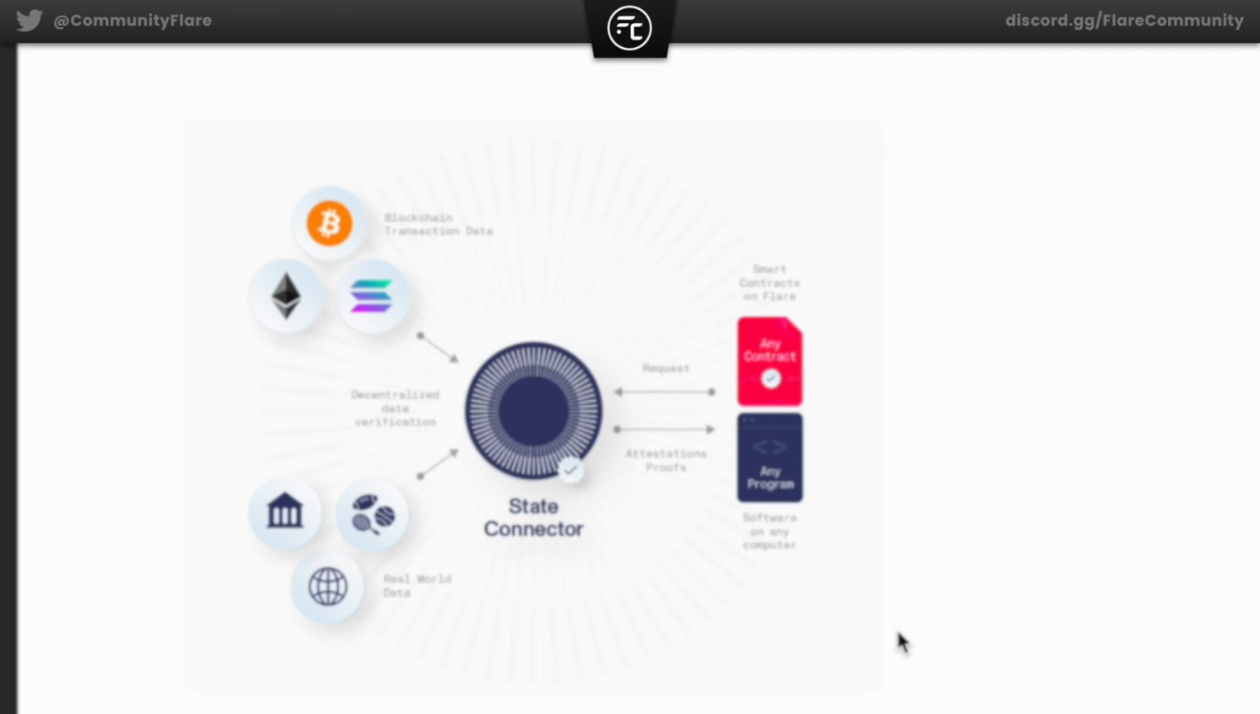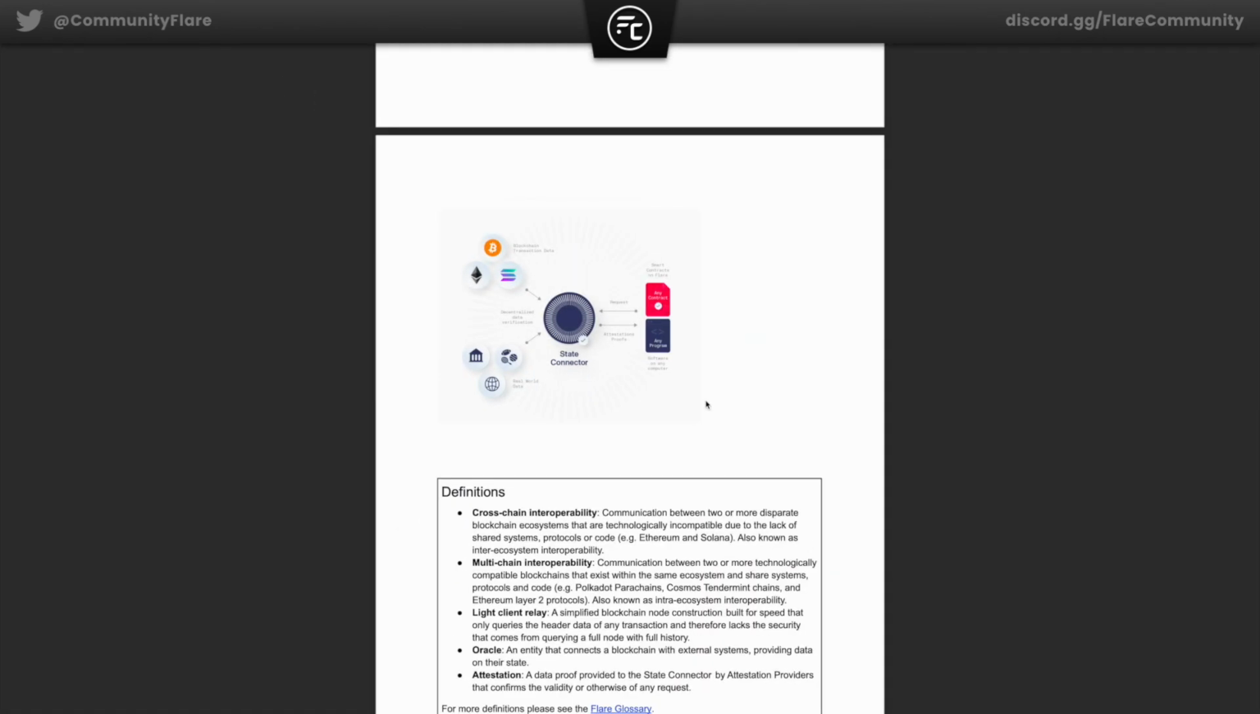The smart contracts on Flare can actually request the data from the state connector, and in return, they receive the data, which is truly decentralized, and this is called an attestation proof. And this can be used on any decentralized application which queries the state connector.